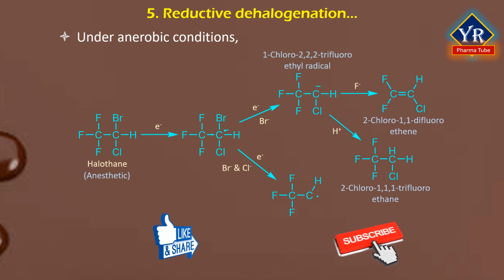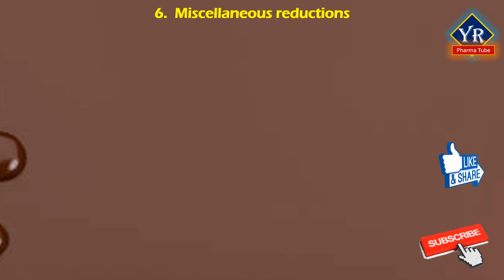Most reductive dehalogenation reactions are likely mediated by cytochrome P450, in which the halogenated compounds compete with molecular oxygen for its reduction. Therefore, such reduction occurs more readily under hypoxic conditions, that is, when the body tissues are at low levels of oxygen. And number 6, miscellaneous reduction reactions.